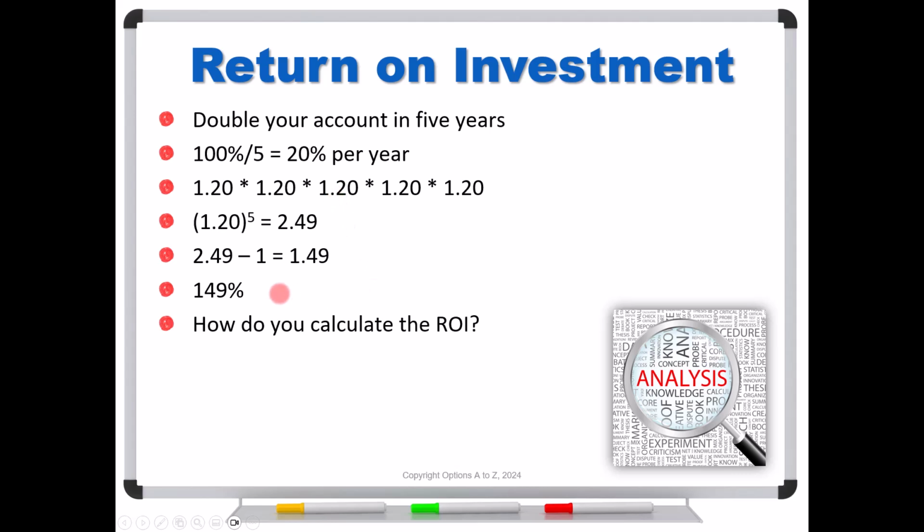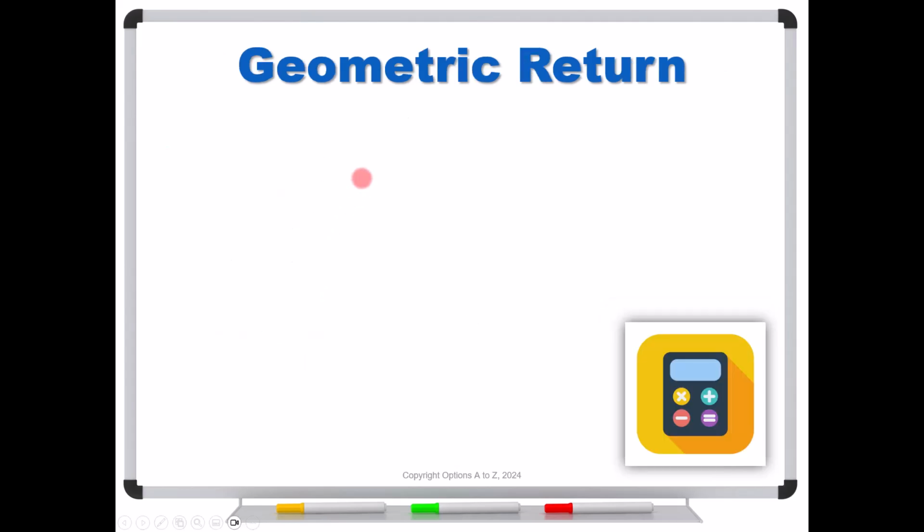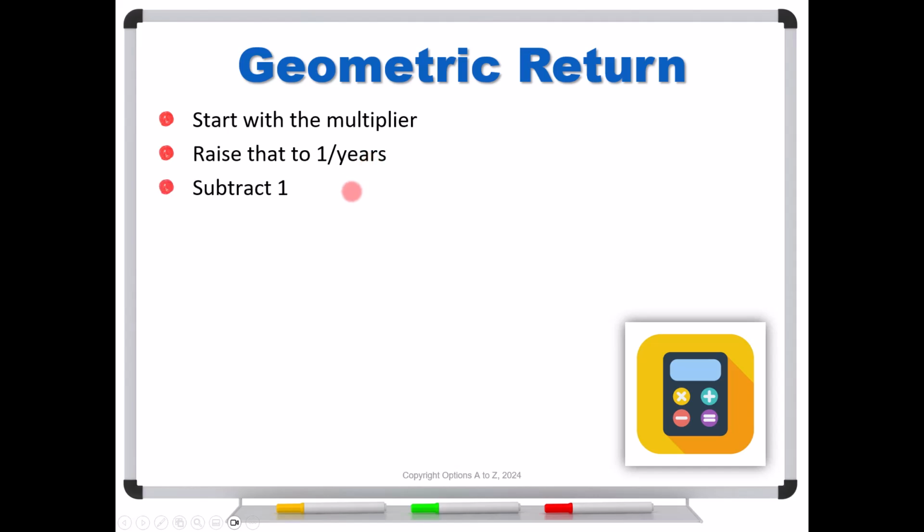to make it so that you would double your money in 5 years? Well, again, that's where the geometric return comes in, and this is going to account for compounding. So the geometric return, pretty simple. You're going to start with the multiplier. So in that previous example, your multiplier is 2. You're trying to double your account. And you're going to take that number and raise it to 1 divided by the number of years. And then as we saw, you would subtract off 1 and then convert it to a percent.